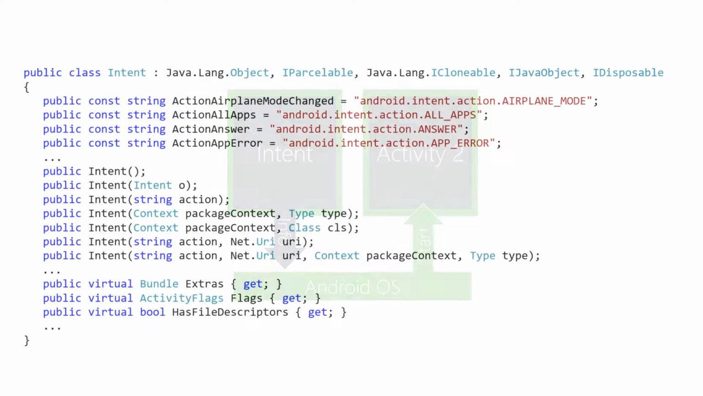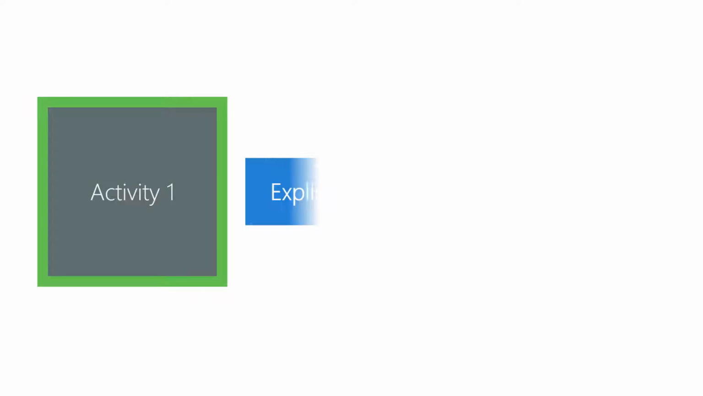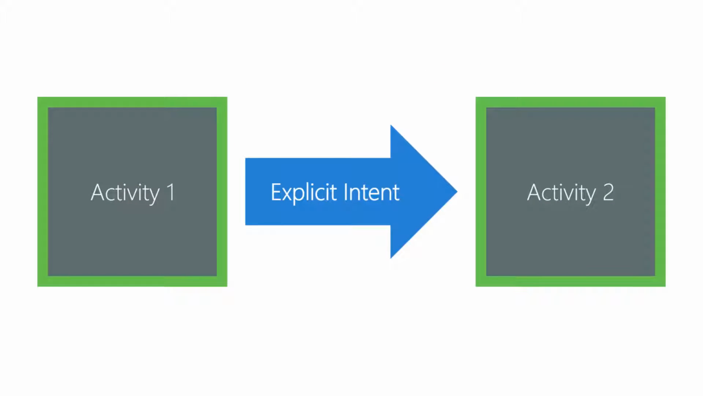The intent class is fairly complex. It has many overloaded constructors and properties. We'll look at the core uses of intent here and then see a few of its advanced capabilities later in the course. An explicit intent is an intent that exactly identifies the activity to start. Most of the time, you'll know exactly which activity you want to start.